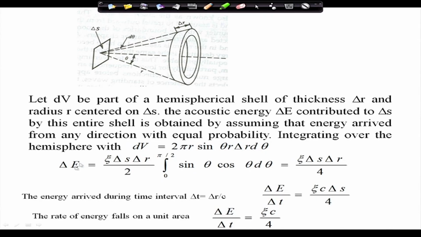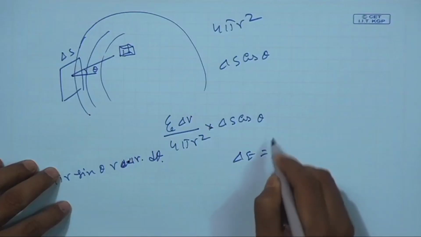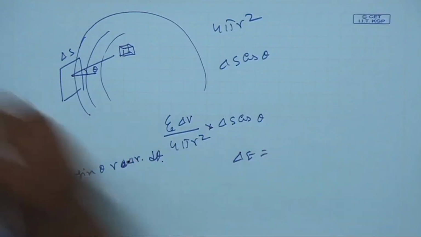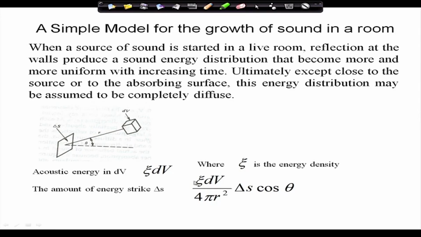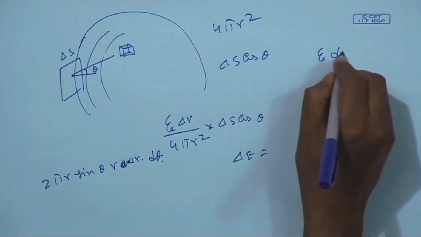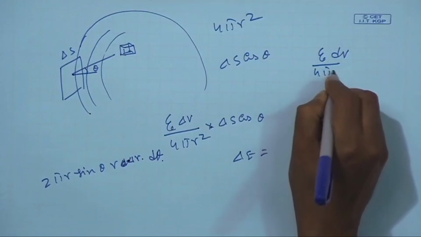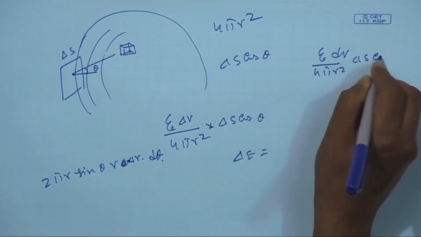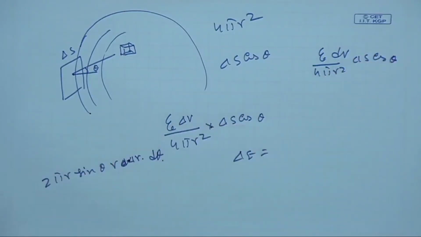Okay. Now, what is the total energy? Del E? Del E is nothing but a volume packet. What is the packet? Packet is sigma dV by 2 pi r square del S cos theta. So, it is the amount of energy striking del S, which is sigma dV divided by 4 pi r square del S cos theta, okay, for a single packet.